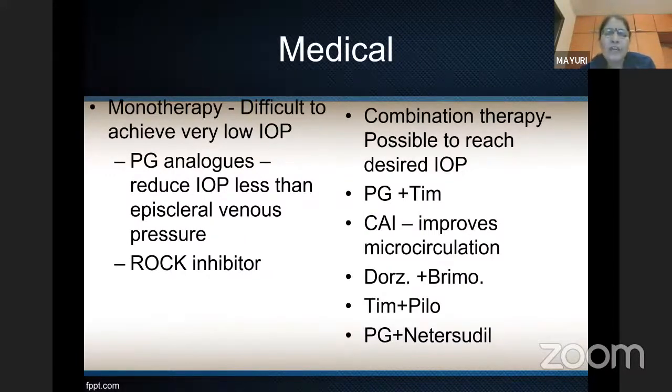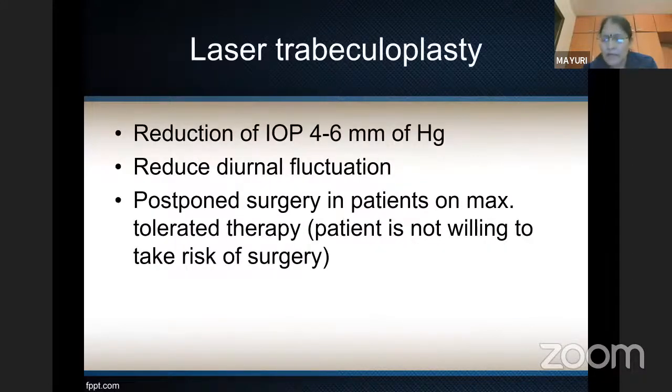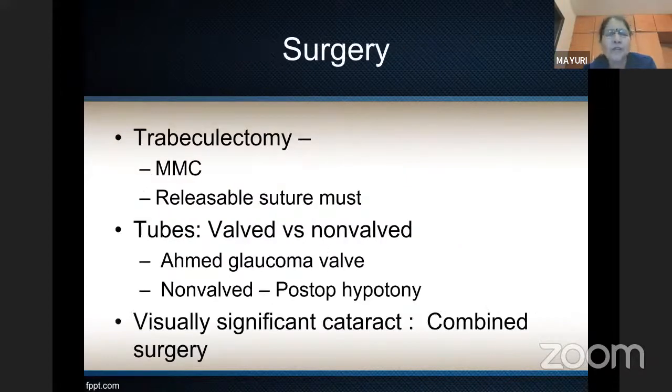PG analogs and ROCK inhibitors can reduce the intraocular pressure to less than episcleral venous pressure. But with many combination therapies, now we can achieve good control of the intraocular pressure. SLT can be of use. It reduces the intraocular pressure by 4 to 6 millimeters of mercury and also reduces the diurnal fluctuation. So for a patient who is not willing to take the risk of surgery, or if you want to postpone surgery for some time, you can use this modality.